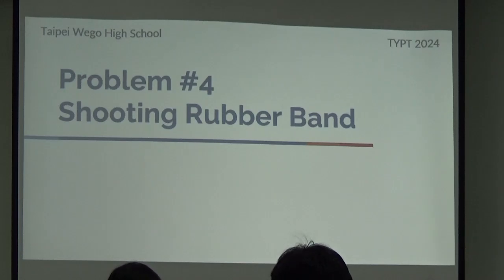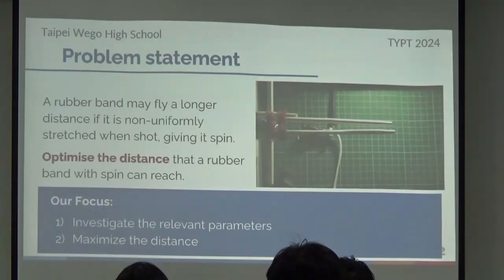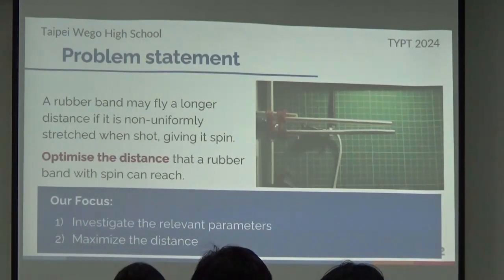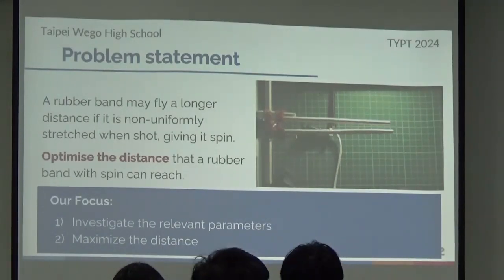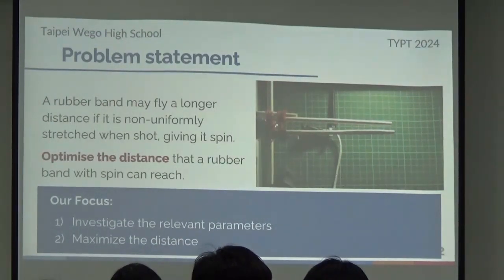Okay, reporter takes the floor. Honorable judges and worthy opponents, this is Team Me2 reporting problem 4, shooting rubber band. The problem statement says that a rubber band may fly a long distance if it is non-uniformly stretched when shooting. The statement wants us to optimize the distance that an unevenly stretched rubber band can reach, and our focus is to investigate the other parameters and maximize the distance.